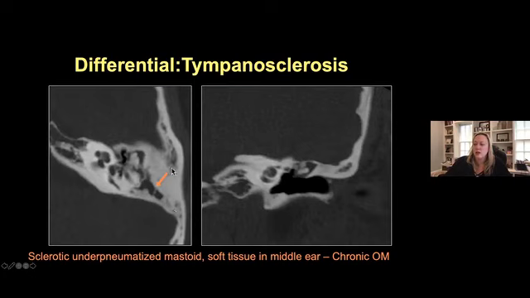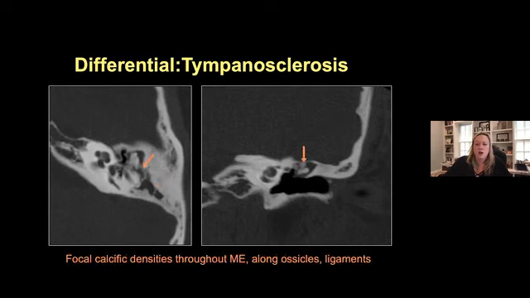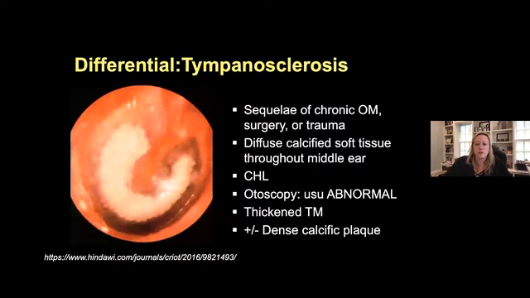You can see there's a sclerotic, underpneumatized mastoid with soft tissue in the middle ear and in the mastoid air cells. You can see it's non-dependent soft tissue. But what you can also see is focal calcific densities throughout the middle ear, along the ossicles, and at the attachment sites for the ligaments. And that causes a pretty severe conductive hearing loss.